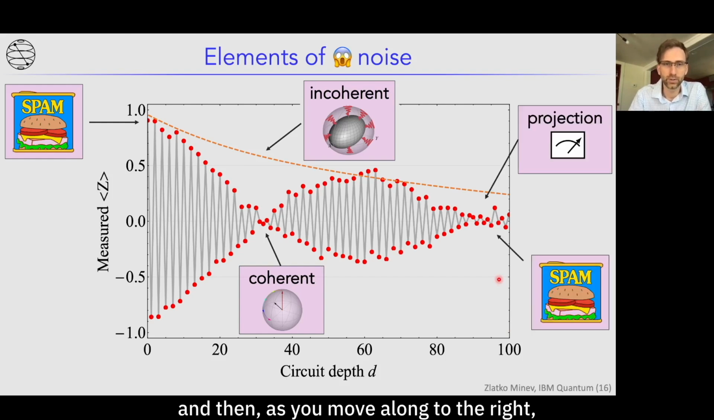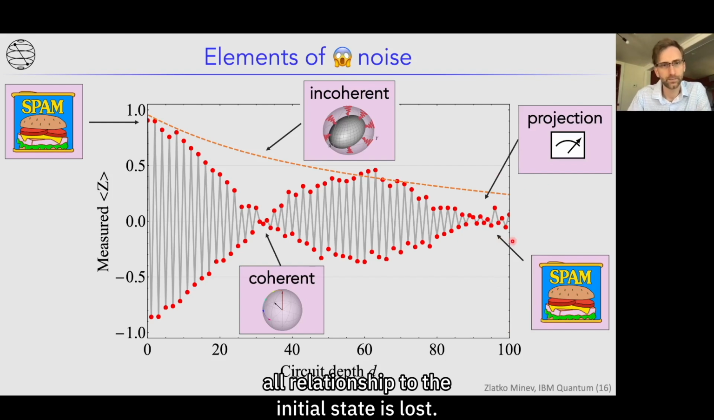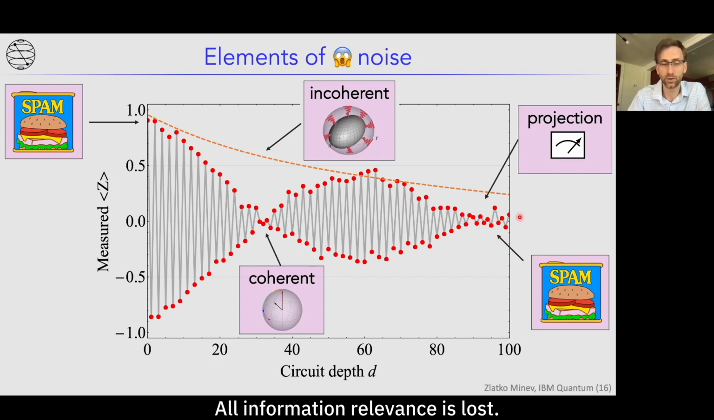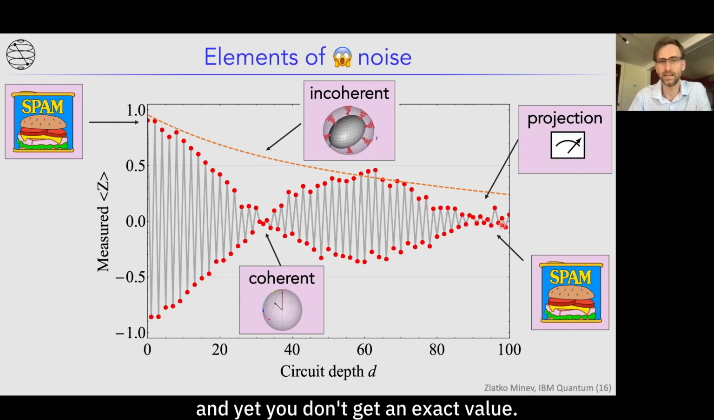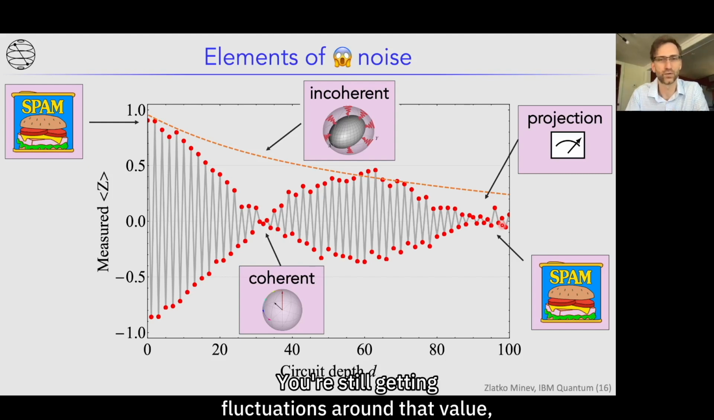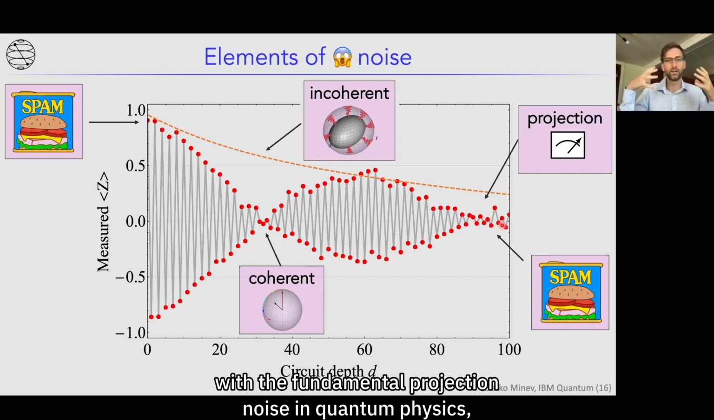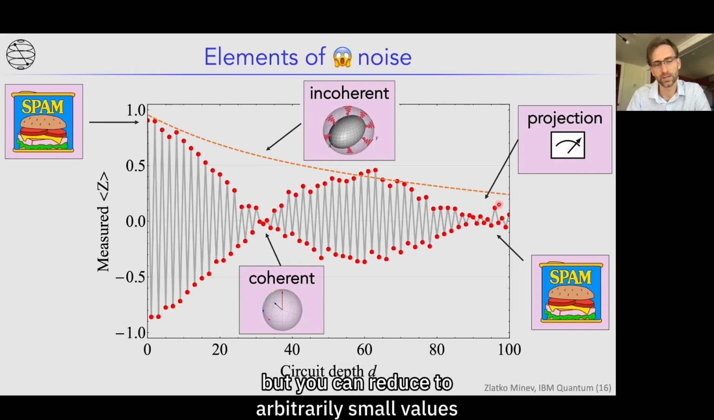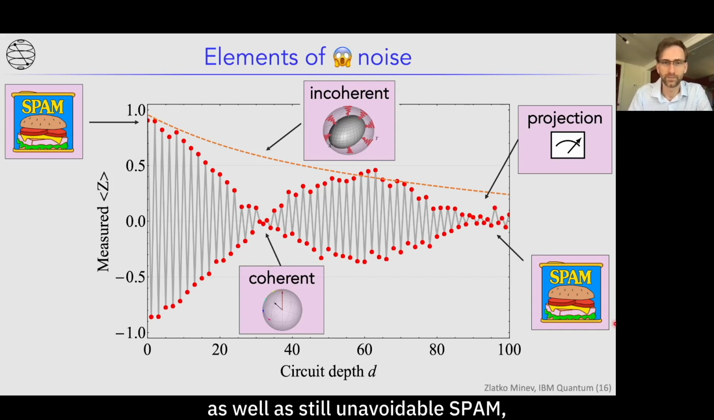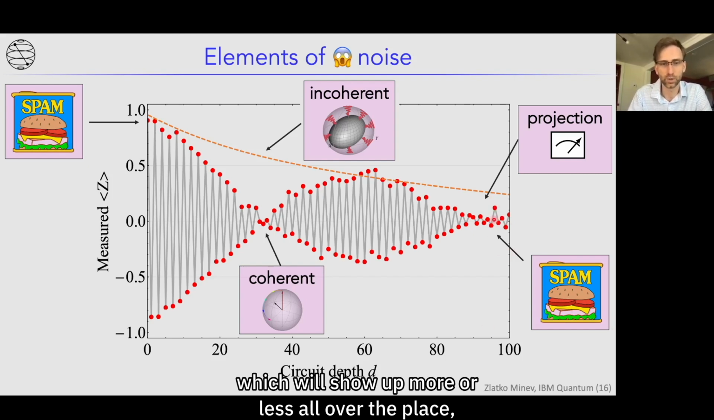And then as you move along to the right, you notice at the very end, essentially all relationship to the initial state is lost, all information relevance is lost. You just more or less are getting pure noise, and yet you don't get an exact value. You're still getting fluctuations around that value, and that has to do with the fundamental projection noise in quantum physics, which you cannot get away from, but you can reduce to arbitrarily small values, as well as still unavoidable SPAM, which will show up more or less all over the place.